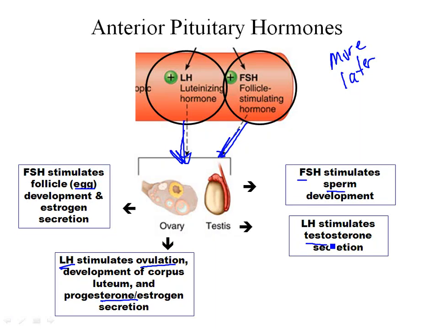So you have two different hormones working on both the female ovary and the male testes. You get sperm and egg development, and you get estrogen and testosterone production by these sex organs. Again, you'll get more information about that as you move on through reproduction.